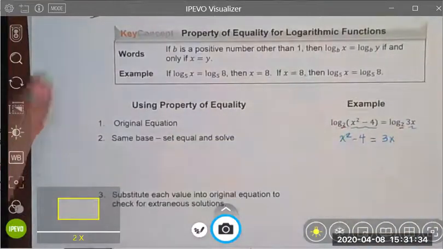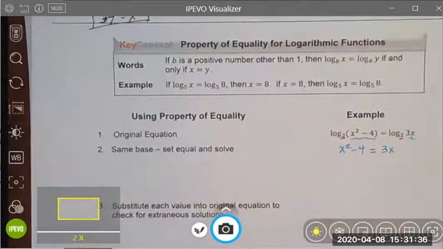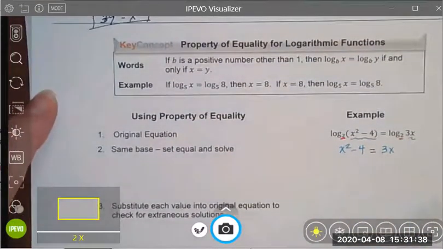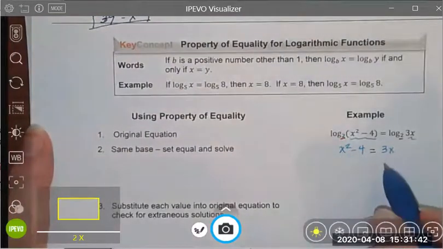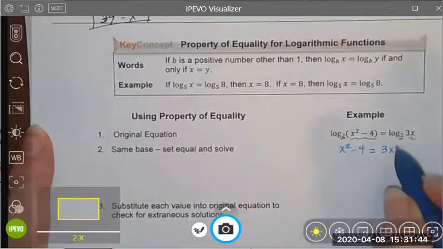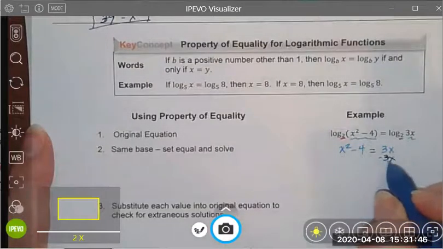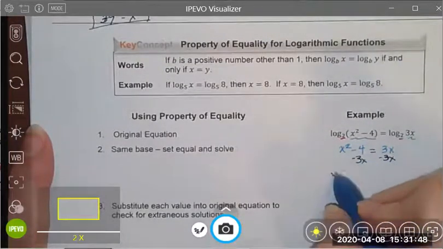Once I've done that, I've eliminated the log portion of the equation, and now I'm just left to solve a regular quadratic equation. Remember, when solving a quadratic equation, you need to move all your terms to one side and factor.